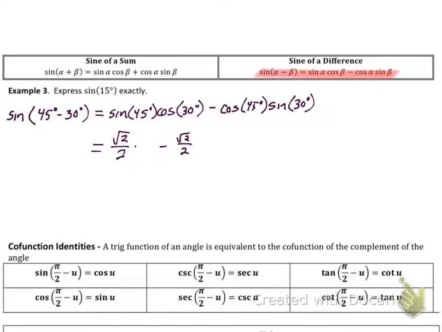Cosine of 30 degrees should be square root of 3 over 2. The sine of 30 degrees is 1/2 because it's our first tick. All right, so square root of 2 times square root of 3 is going to be square root of 6 over 4. Minus square root of 2 times 1 is square root of 2 over 4. Well, this is just going to equal square root of 6 minus square root of 2 over 4.